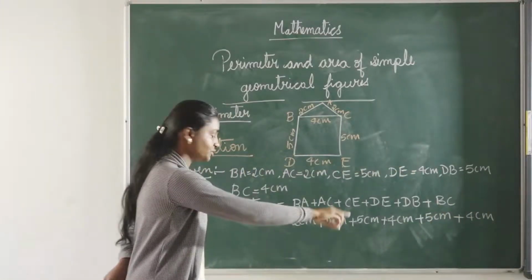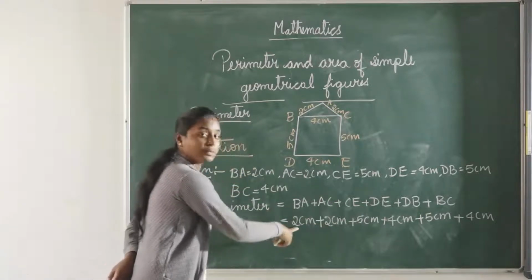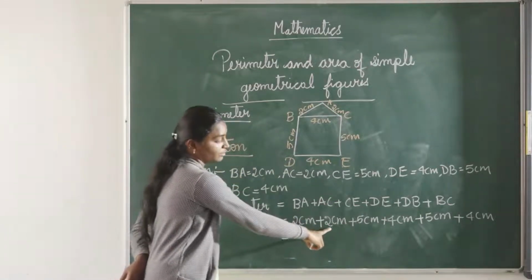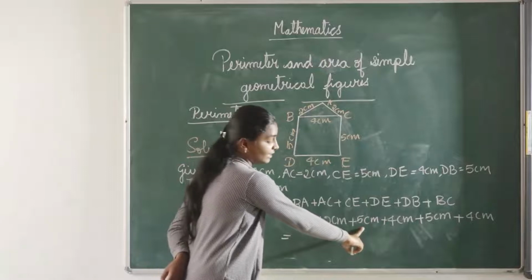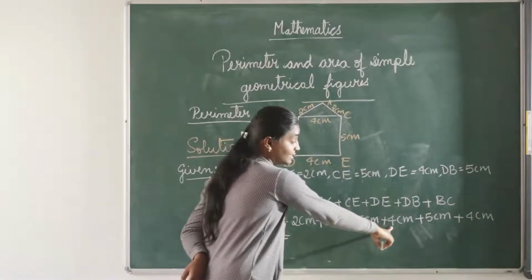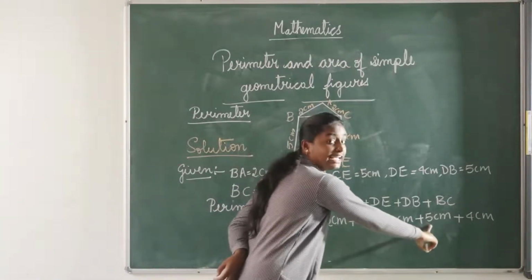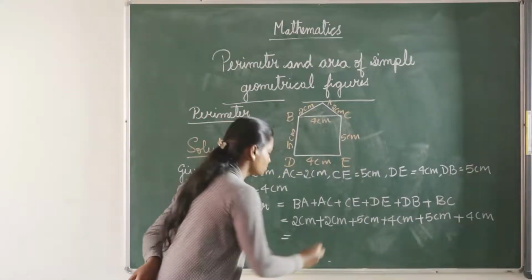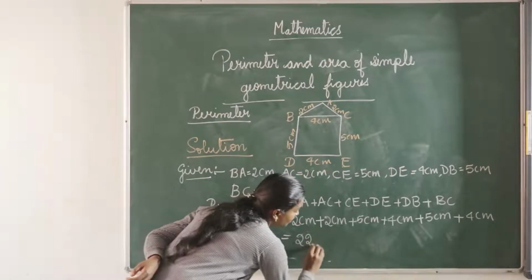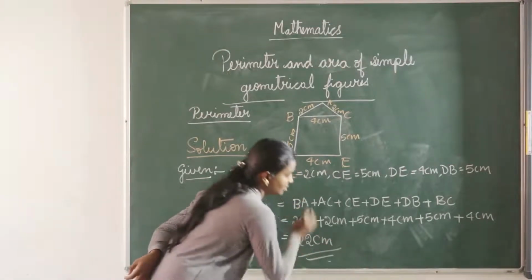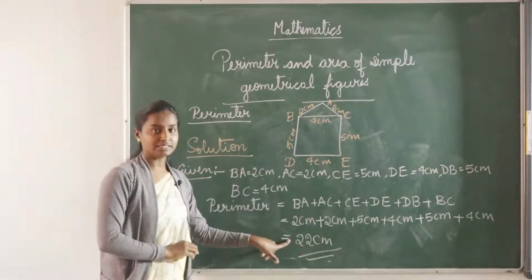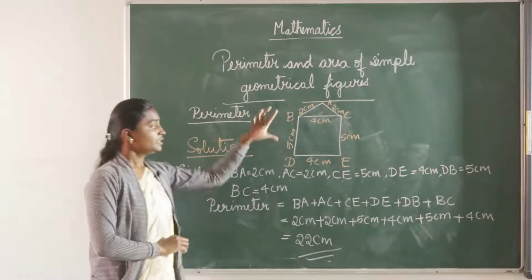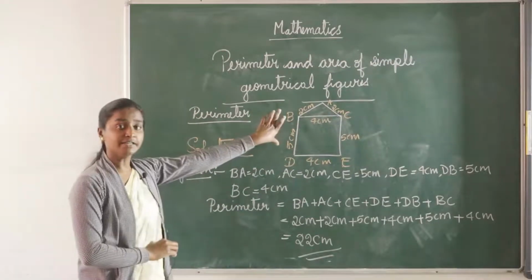Now add all together. 2 plus 2, 4. 4 plus 5, 9. 9 plus 4, 13. 13 plus 5, 18. 18 plus 4, 22. So what is the total perimeter of this figure? That is 22 centimeter. So this is the perimeter of this figure.